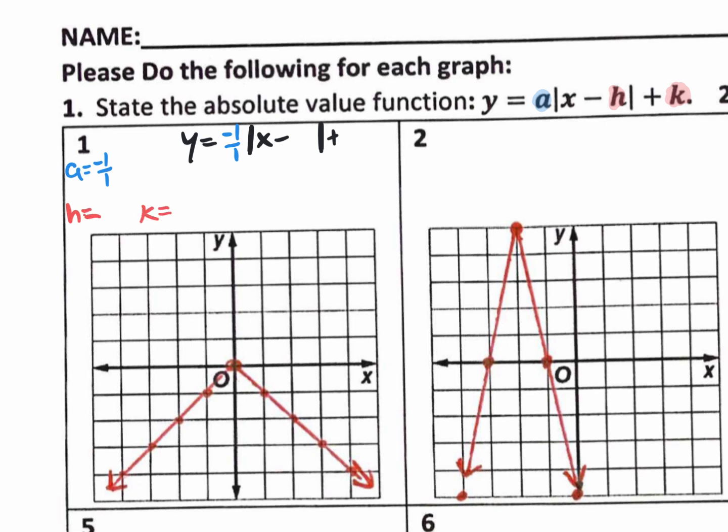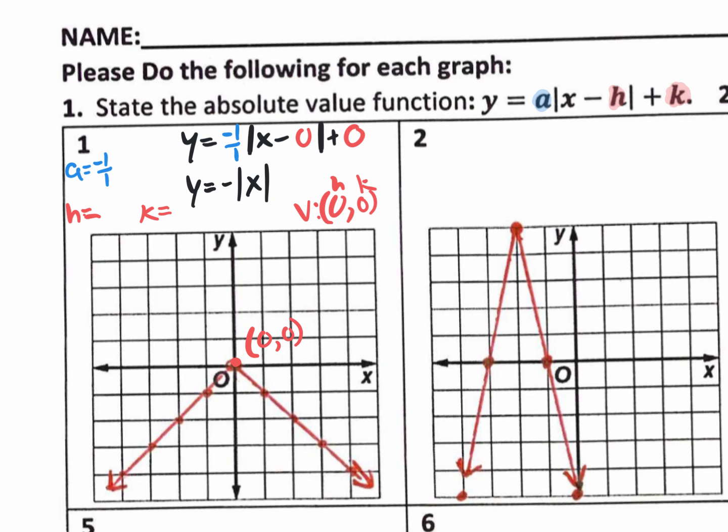Now, obviously, that comes from the vertex. And right here, the vertex is at location 0, 0. So that means that your h is 0 and your k is 0. So you're going to plug in a 0 there and a 0 there. Now, that is the correct function. However, we could make it look nicer. You don't need a negative 1 over 1. You could just say y equals negative absolute value. And you don't need an x minus 0 in there. You could just put x, because x minus 0 is x. And you don't need to put a plus 0 at the end.